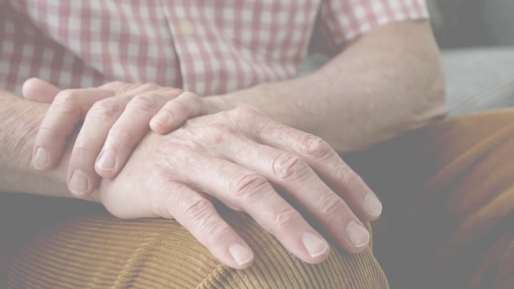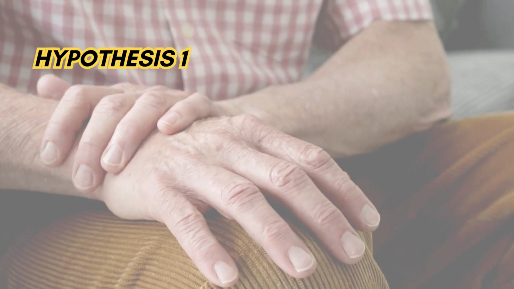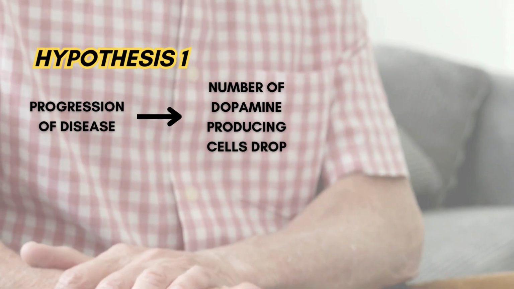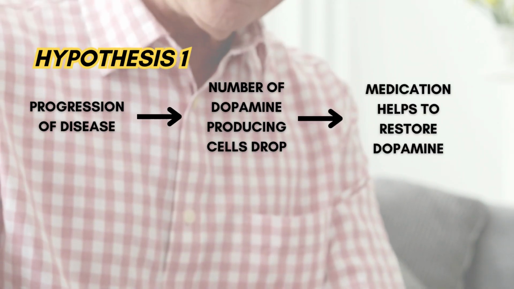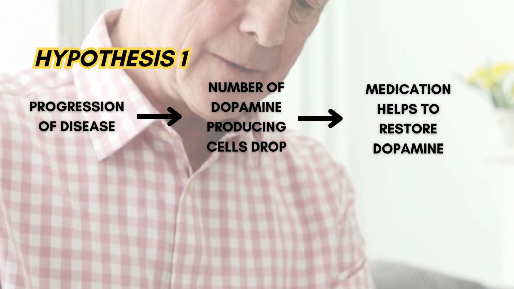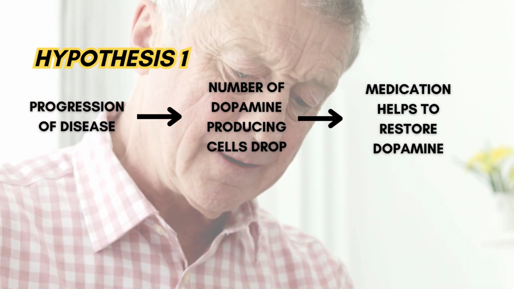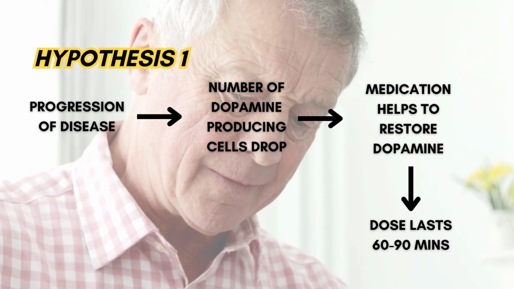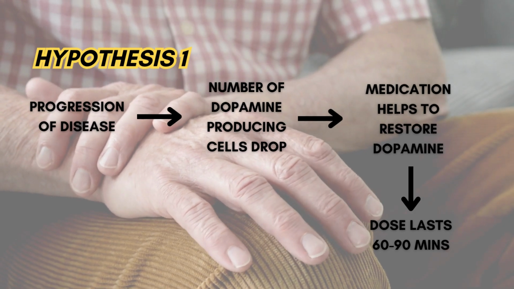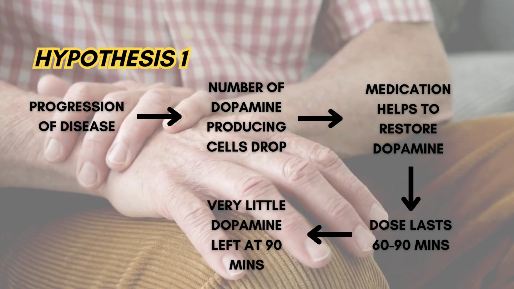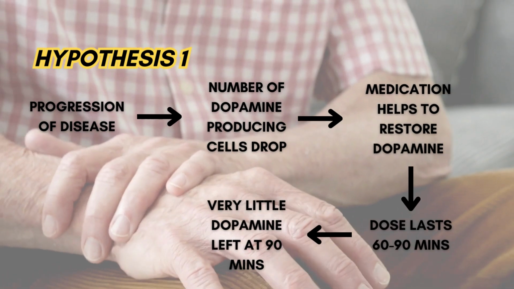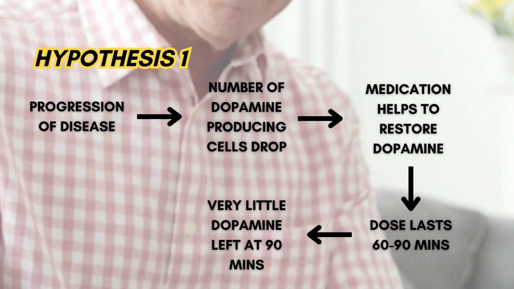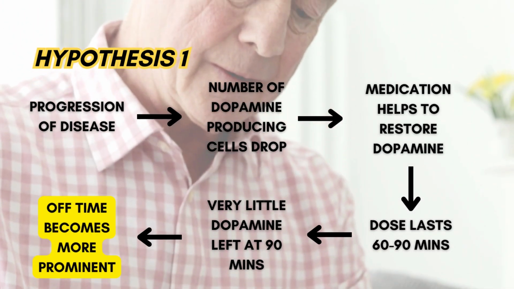From this basis, there are two hypotheses why motor fluctuations happen. As the disease progresses and the cells reduce in quantity, levodopa is the medication that helps to restore this dopamine in the brain, and this dose can last from anywhere between 60 to 90 minutes. Towards the later part of the 90 minutes, there will be very little levodopa or dopamine left for the body to use, and since the body is also not producing large quantities of dopamine, this will lead to the off time being more prominent in the later stages.